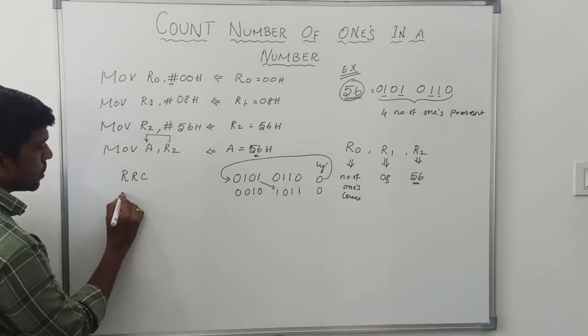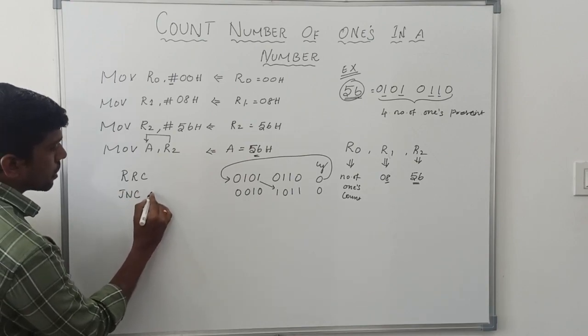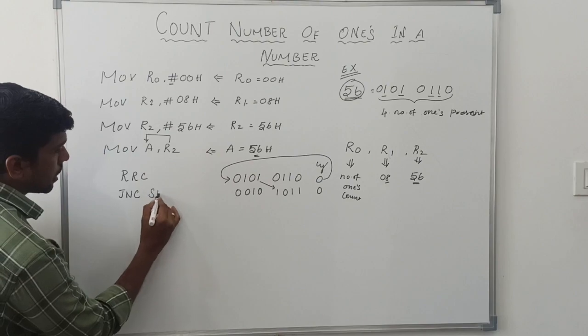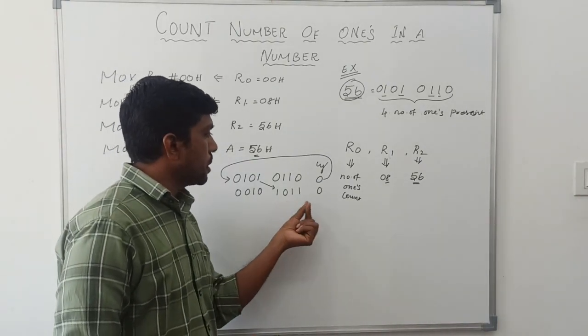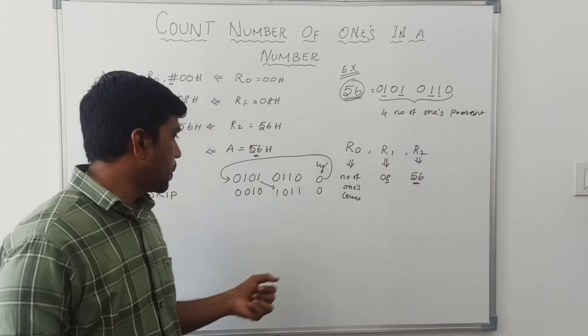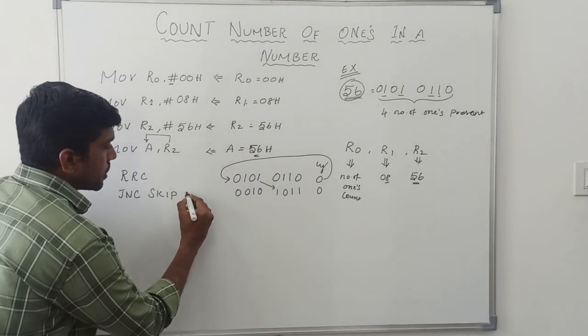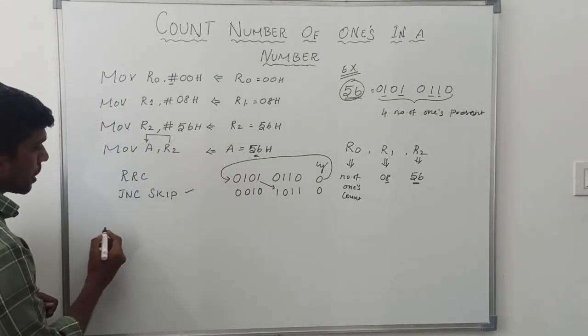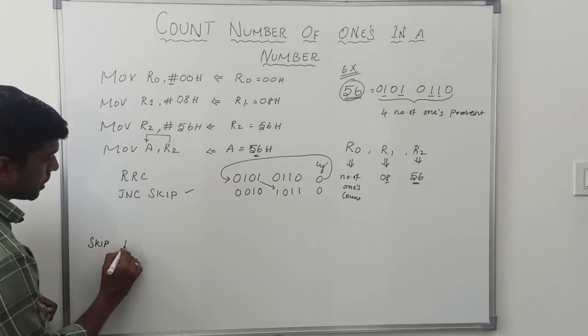Then you check the condition JNC and go to some other location, skip. After execution of the previous instruction, the carry value is 0. JNC represents jump on no carry. So this condition is true, and once the condition is true, it goes to the loop skip.